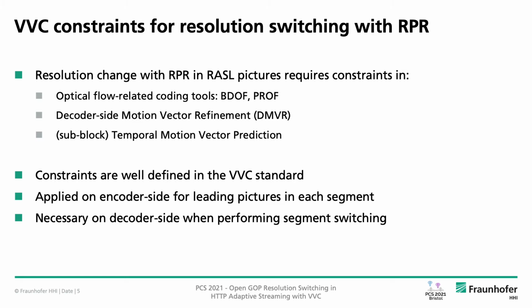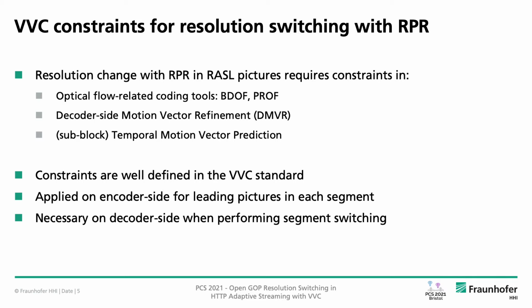With that in mind, let's take a look at reference picture resampling, or RPR, the new feature of VVC that will enable OpenGOP resolution switching. There is a set of constraints defined in the VVC standard that relates to different coding tools and that needs to be adhered to if RPR is supposed to be used in a picture. For example, the optical flow related coding tools, BDOF and PROF, need to be disabled with RPR. Decoder side motion vector refinement, which refines motion vectors in the current picture depending on the sample values of the reference pictures, needs to be disabled too.